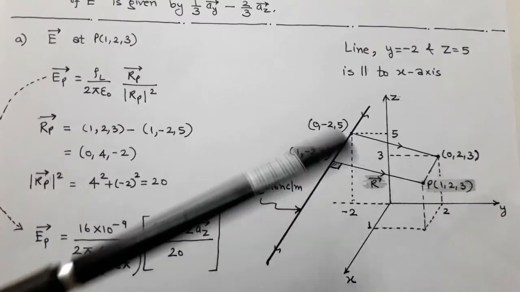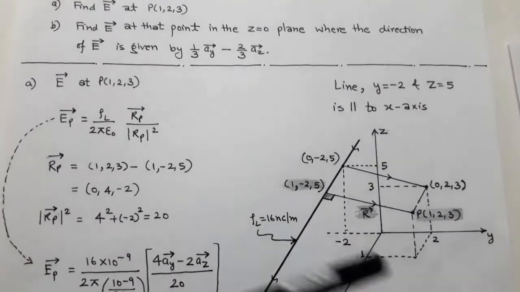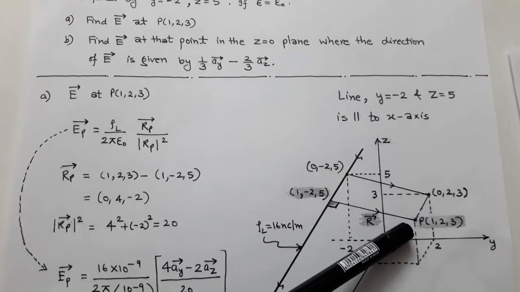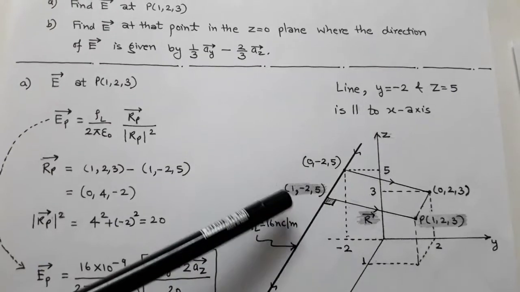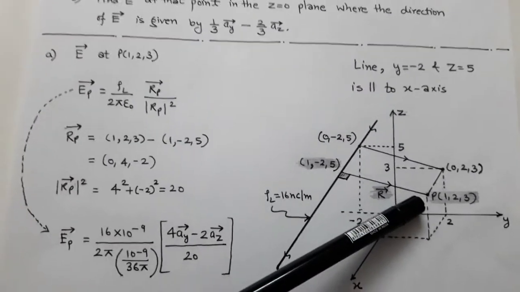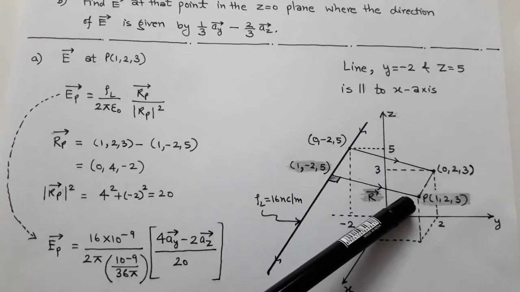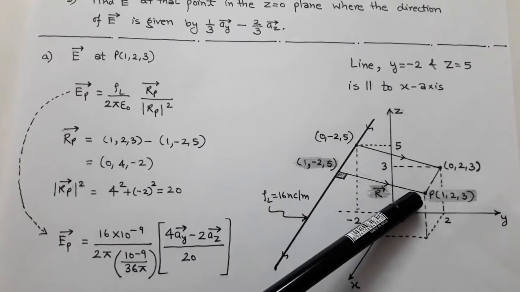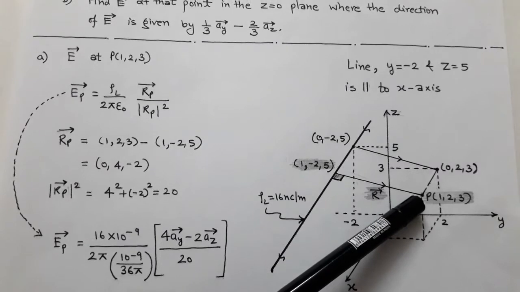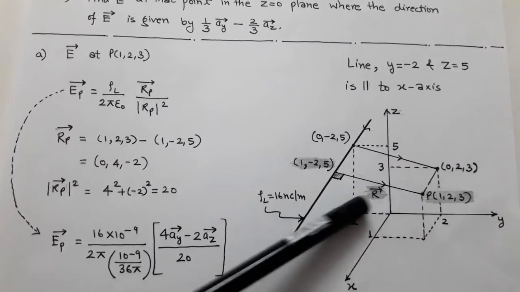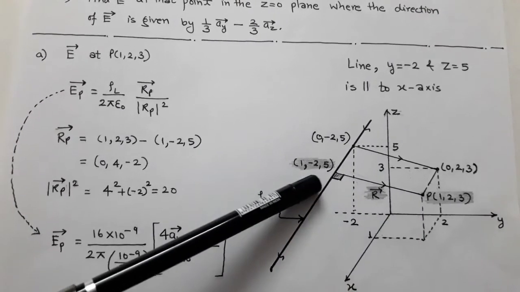Now we have to determine the electric field intensity E at point P having coordinates (1, 2, 3), and epsilon equals epsilon naught means here is free space. So we next plot the point P having coordinates (1, 2, 3). Now, as we see from the figure, to determine the electric field intensity E, we have to draw a perpendicular from this point onto the line charge.